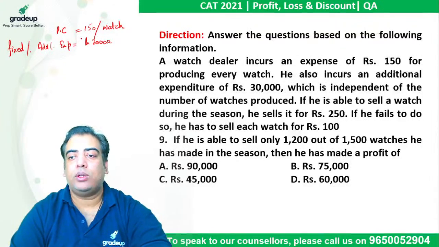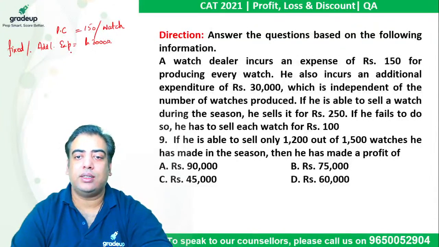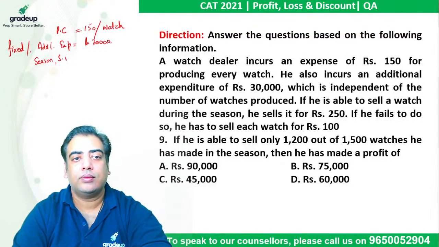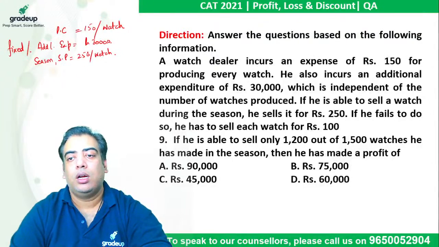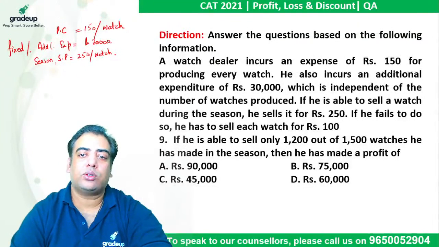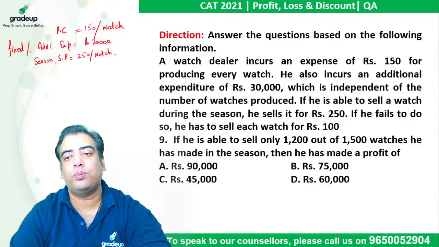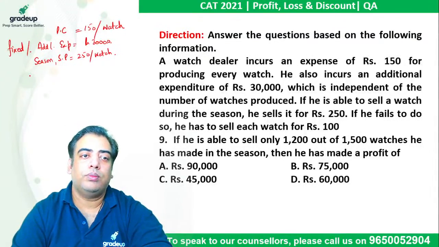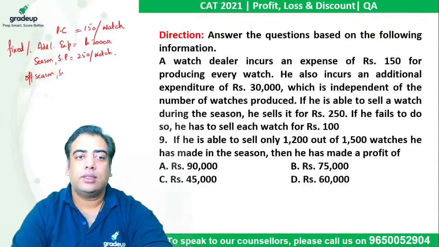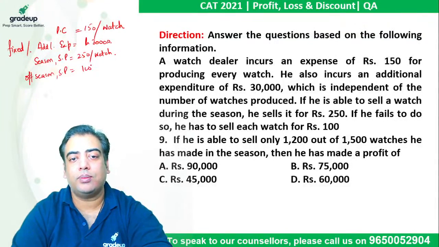If he is able to sell a watch during the season, he sells it for 250. So in season, he will sell it for 250. So this is the selling price again per watch. If he fails to do so, he has to sell each watch for rupee 100. So off season, we can say the selling price will be rupee 100 per watch.